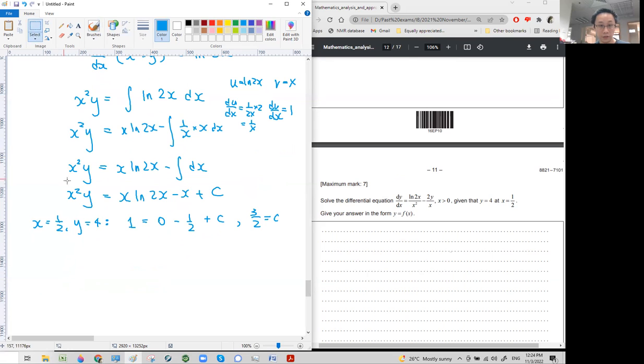So I'm just going to be lazy and copy and paste all this. Good thing about doing math online is that you can copy and paste and save yourself a lot of writing sometimes. They do want you to make y the subject in the final form. Ln 2x over x minus 1 over x plus 3 over x squared.